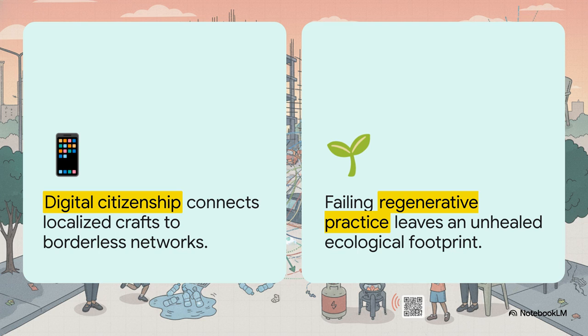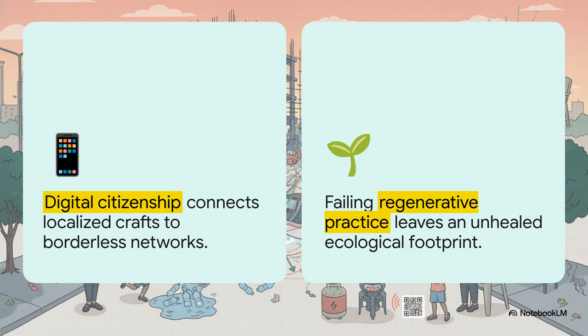Remember that street vendor frying plantains? If a customer pays him using a QR code on a smartphone, we aren't just seeing a simple transaction. Looking through the ARTS lens, we're seeing a physical manifestation of digital global citizenship. It's a localized microeconomy instantly connecting to a borderless digital network.